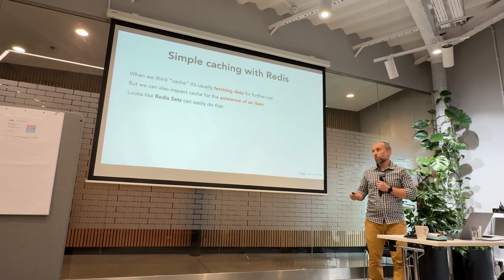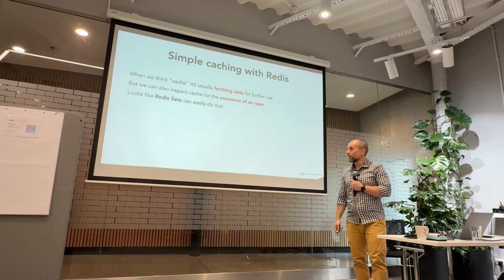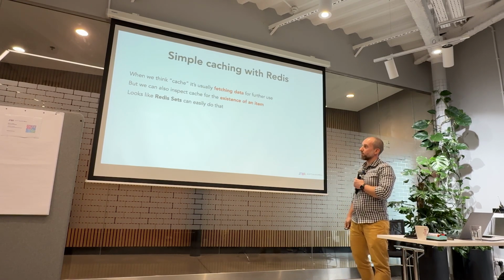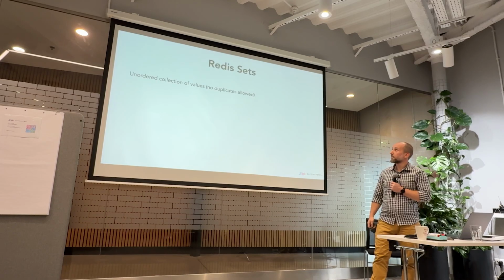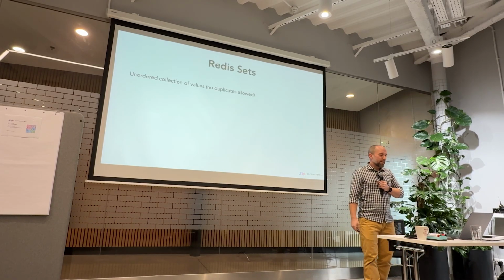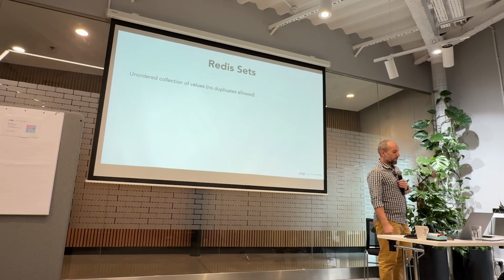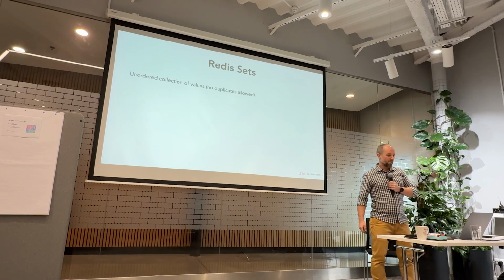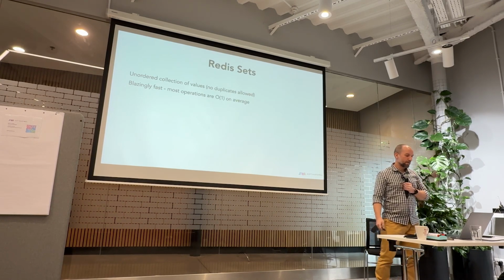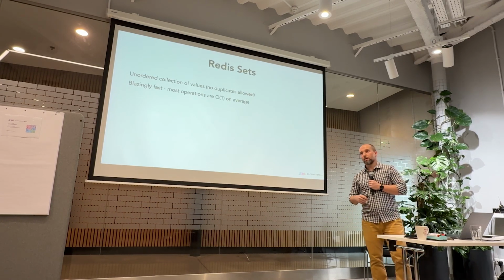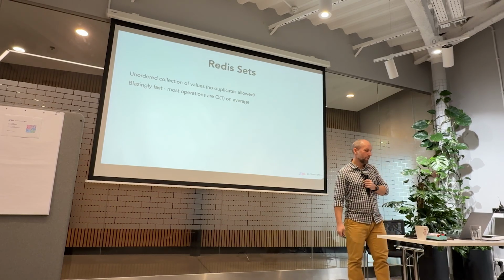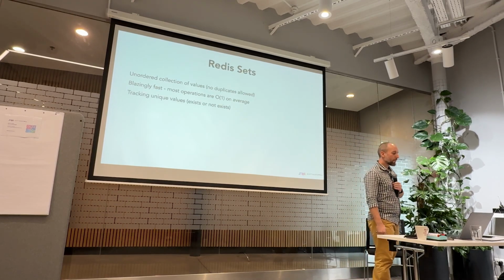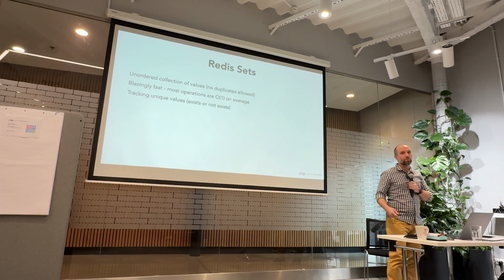And it looks like Redis sets are really the first bet for that. They are good at it and they excel at it. So basically, Redis sets are just an unordered collection of values. There are no duplicates, like in set theory. They are blazingly fast. Most operations are O(1) on average. It can be used to track unique values.